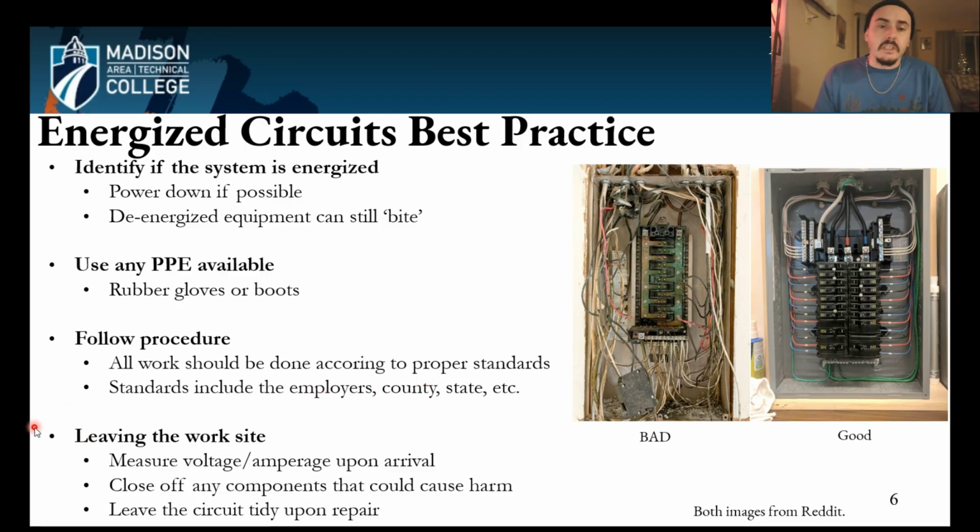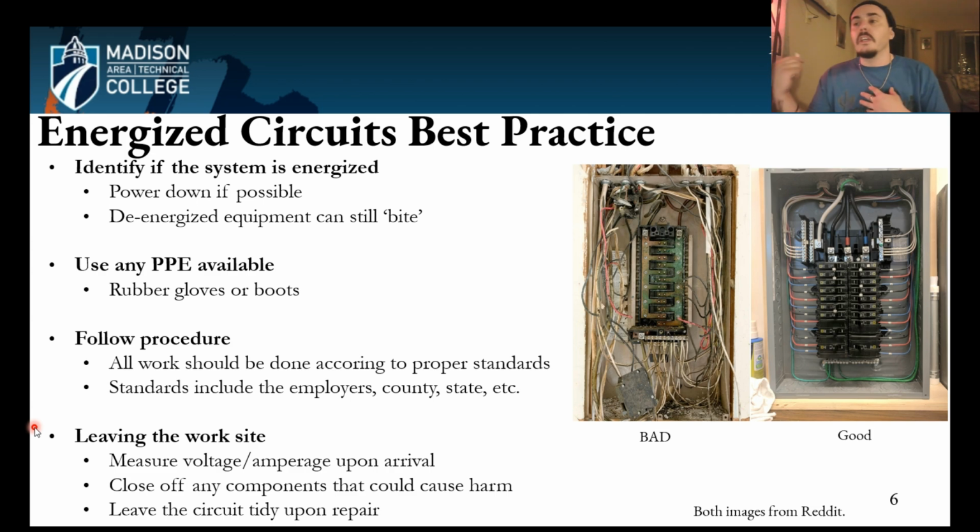So when you leave the work site, even just for a moment, you want to make sure that you measure the voltage when you come back, to make sure that the component you thought was hot is still hot and nothing else is hot. So you want to make sure that if you leave the job site and come back, nothing has changed.